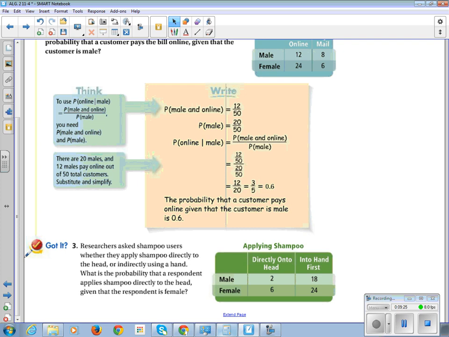So this is our problem. Go ahead and copy down this table. Researchers ask shampoo users whether they apply shampoo directly to the head or indirectly using a hand: squirt straight from the bottle, or hand and then head. What is the probability that a respondent applies shampoo directly to the head, given that they are female?